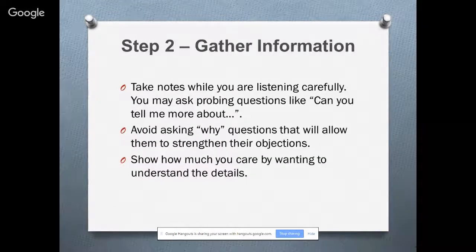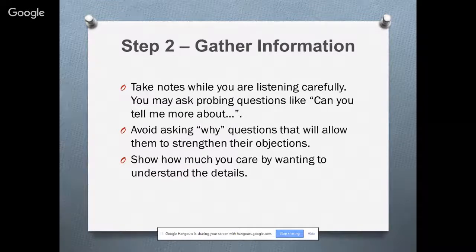So the second step is to gather information. So take notes while you're listening, and you may ask questions: can you tell me more about this? Can you explain this to me? That way the student knows that you really do want more information.